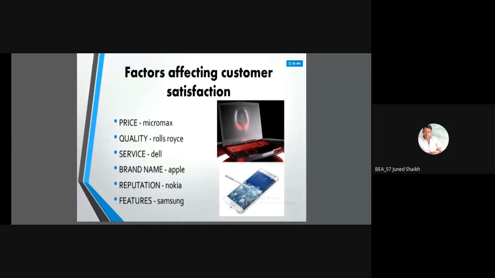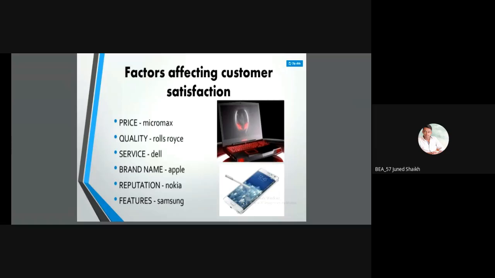Why? Because, for example, in government hospitals there are very branded products. But if we take private hospitals, there will definitely be some very costly products. So features are very important. Currently we are using Xiaomi mobiles and Samsung mobiles, but the features are different as compared to Apple or other mobiles. So features are also important.